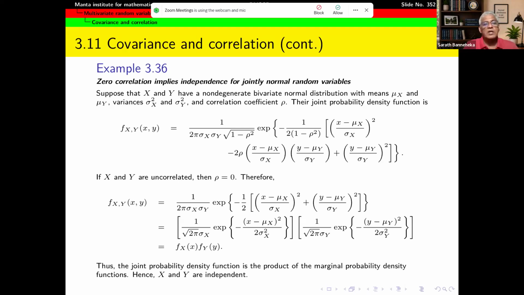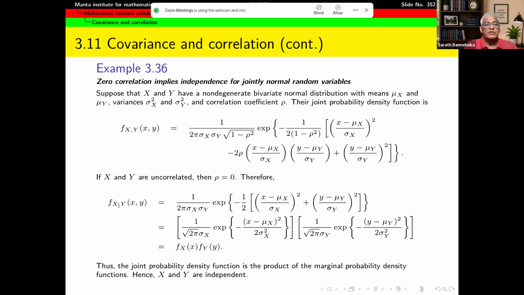So now if x and y are uncorrelated, in other words, if rho is equal to 0, then this term will disappear. This product term will disappear. And this term will be just 1 here. So in that case, we get this joint density function. And that joint density function, we can easily see that that is actually the product of two individual normal distributions. Right? So this is a normal density, this is another normal density. This is a function of x only, this is a function of y only.